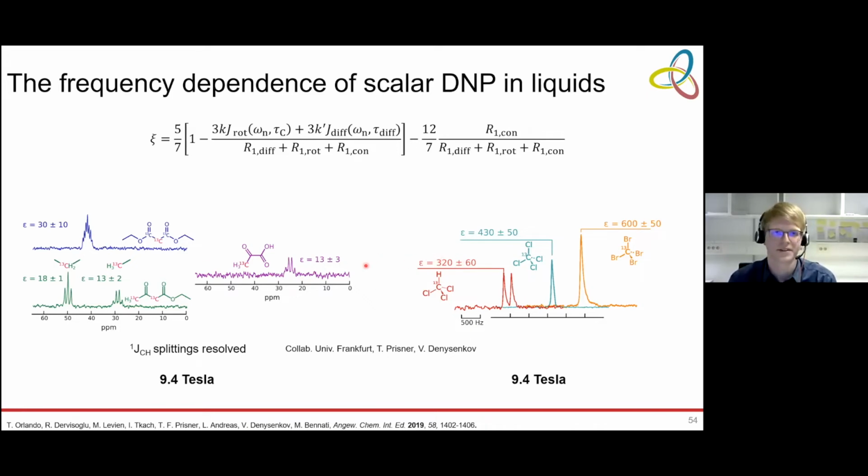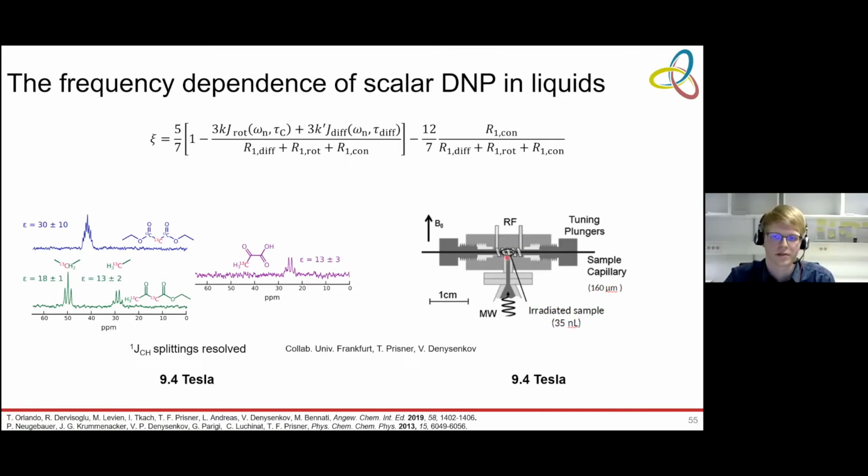So you asked for a picture. Unfortunately, I don't have one of our own here today, but this one is the setup which was used in Frankfurt to do the DMP experiments at 9.4 Tesla, where they irradiate the microwave from this side and through the RF coil. In the literature of their papers, they refer to it as the helical setup.